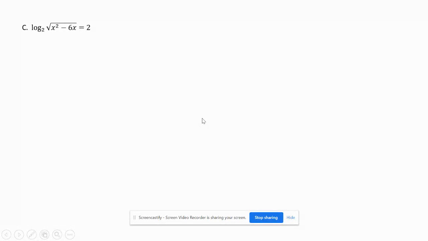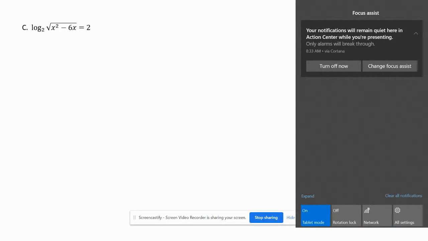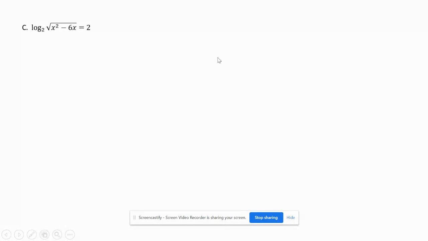Okay, part C, very similar idea over here. There are a couple of ways we could do this question, and here's the way I'm going to choose to do it. I'm going to convert this into exponential form right away. So we have 2 squared equals the square root of x squared minus 6x. 2 squared is 4. Now we're left with a radical equation, and the way we solve that is we square both sides of the equation, and it's going to get rid of the square root on the right-hand side.